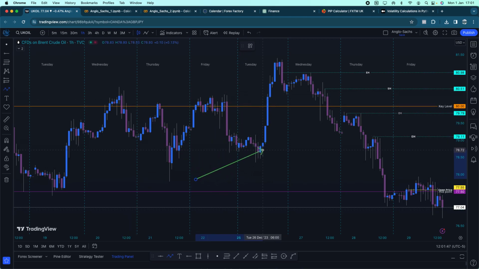So I was able to get into this trade. I got in around here, and then I took my profits somewhere around here. I remember getting out of the trade thinking that's enough for today, but it was a great trade. Everything played out exactly as I had anticipated.